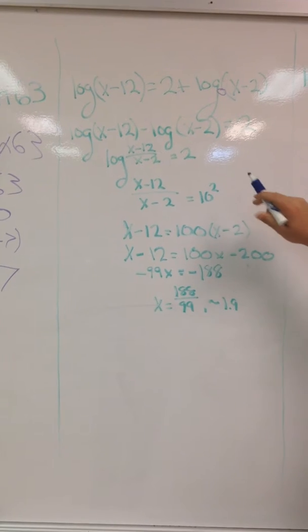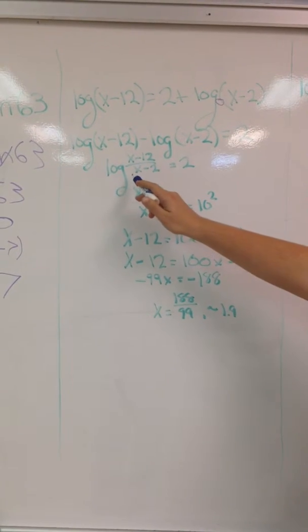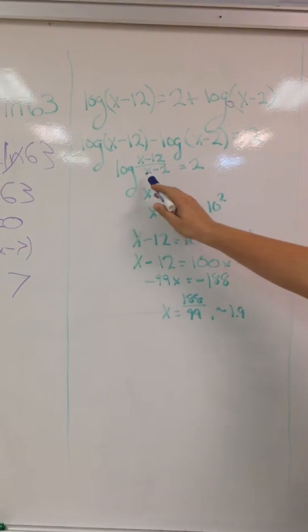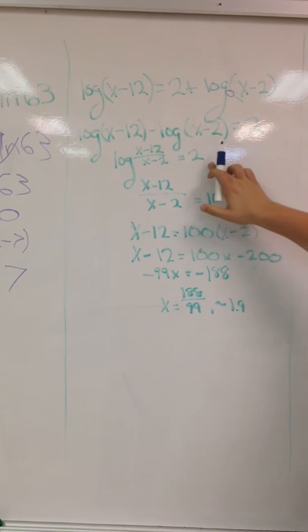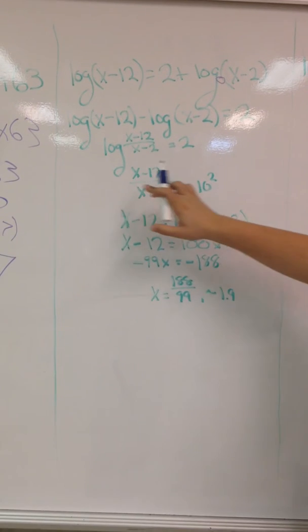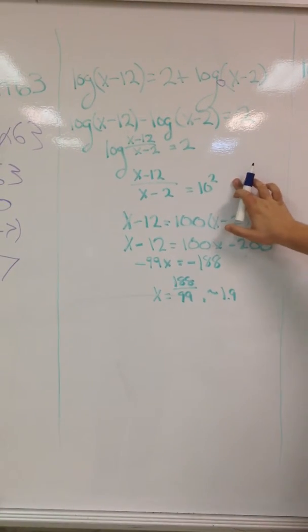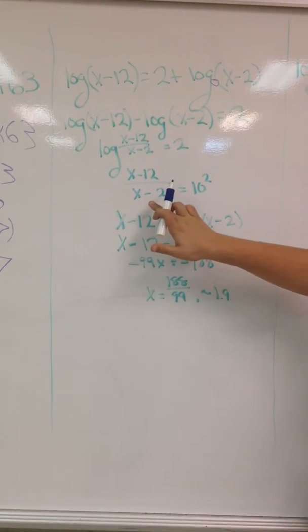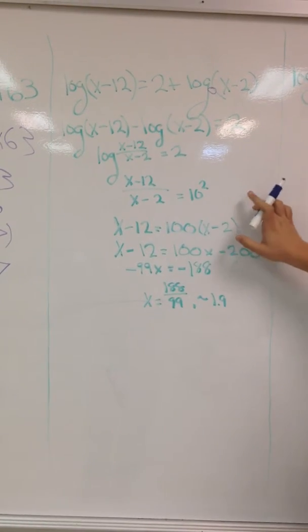Then with logs, what you can do is take the base and raise it to the other side, so this is log base 10. When you move it here, you make it 10 squared because of this 2. If this was a 3, it'd be 10 cubed. And then this log can be eliminated as this becomes 10 squared. So then it's (x minus 12) over (x minus 2) equals 10 squared, or 100.